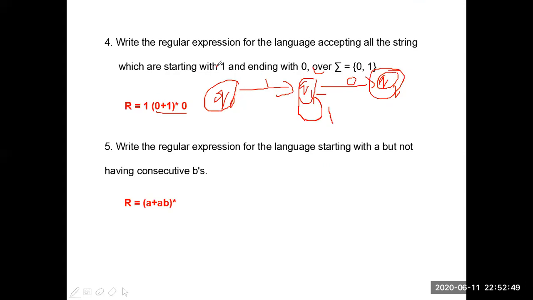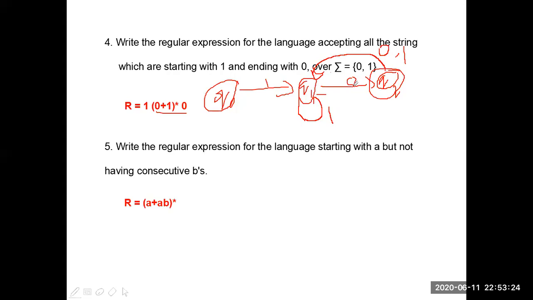Why? Because the first character must be 1. Q1 has two options. Either it can read 0 or it can read 1. If reading 0, it is going to Q2. If reading 1, it is still here only. When we come to Q2, again two options will be there. When we come to Q2 after 0, if 0 or 1 is present, it will come back to Q1. Now check that one.